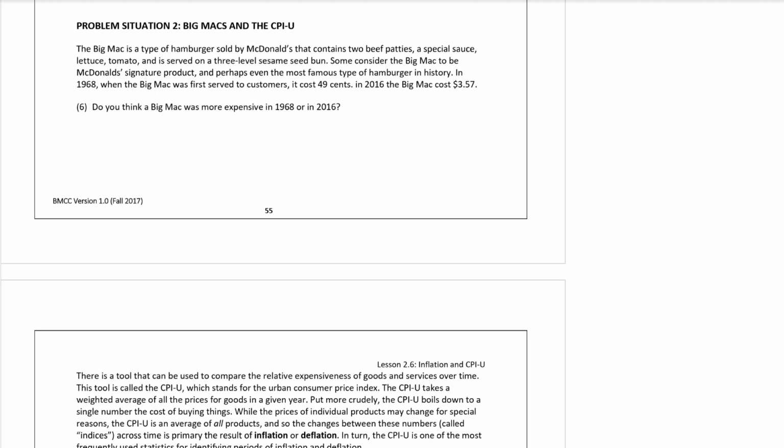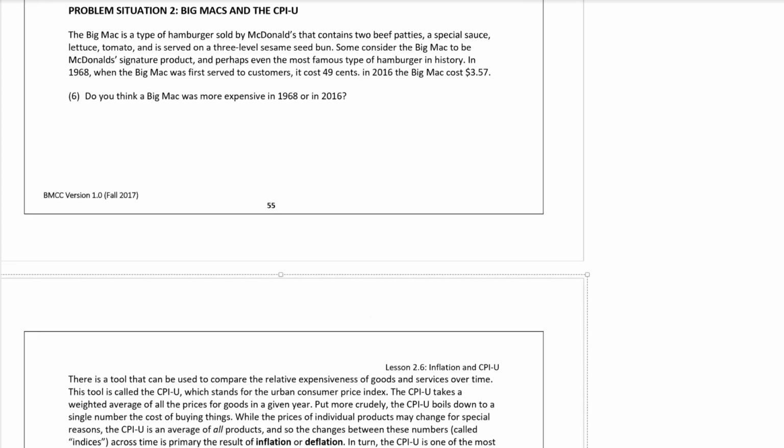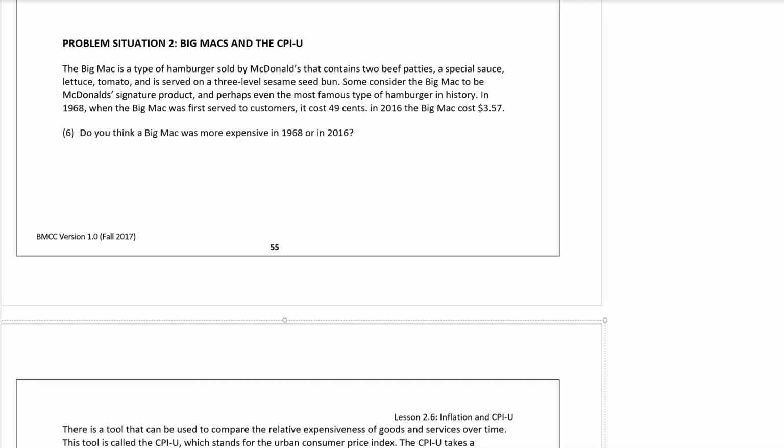Alrighty, now we're gonna go ahead and do some calculation. Ready? So this second problem situation is talking about Big Mac and the CPIU. So the Big Mac, we know what it is. It's a popular hamburger sold by McDonald's, and it's been around forever.